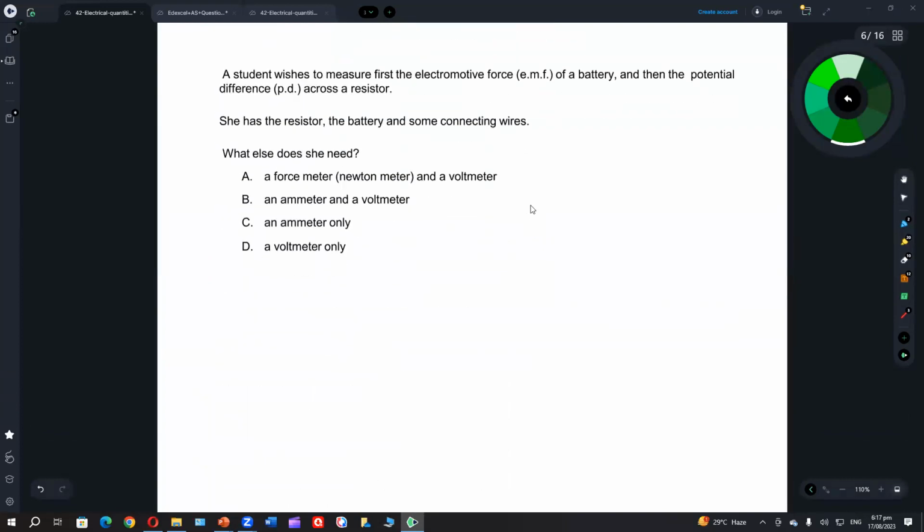A student wishes to measure first the EMF of a battery and then the potential difference across a resistor. She has the resistor, the battery, and some connecting wires. What else does she need? This is again a simple question. What is the name of the instrument which measures PD?